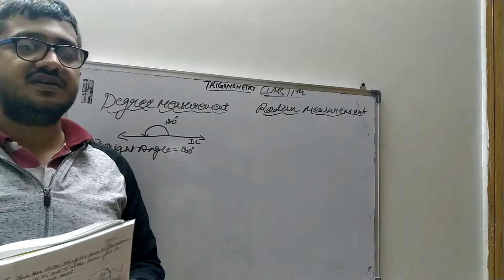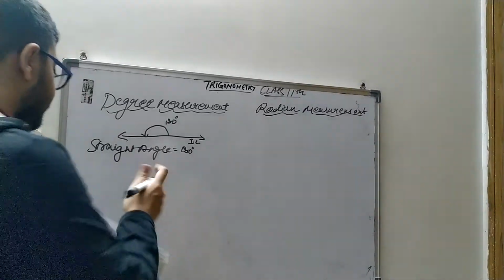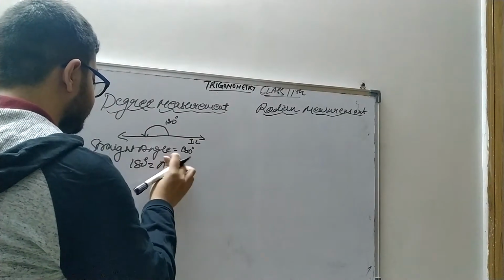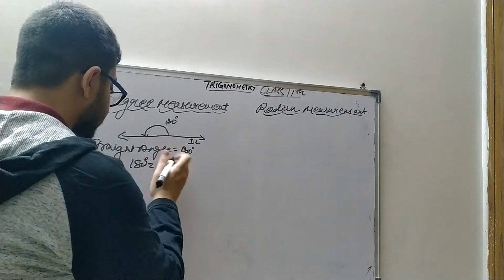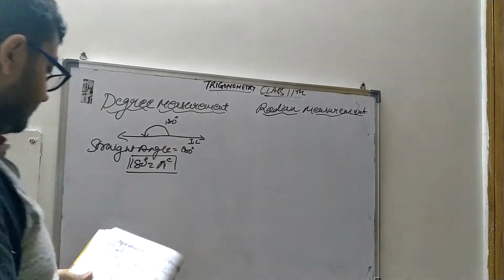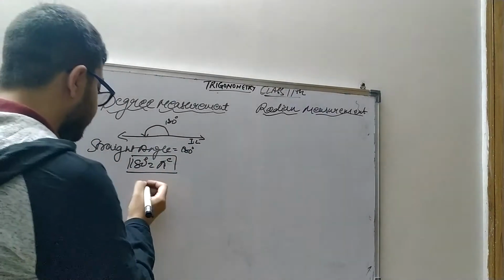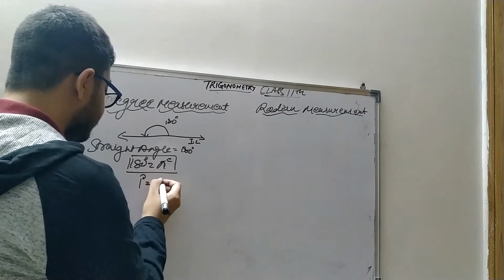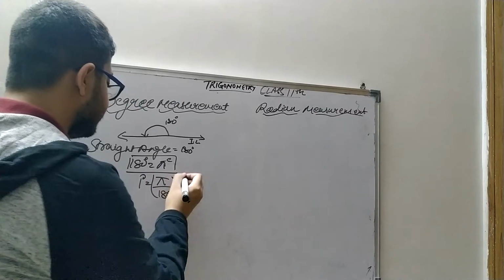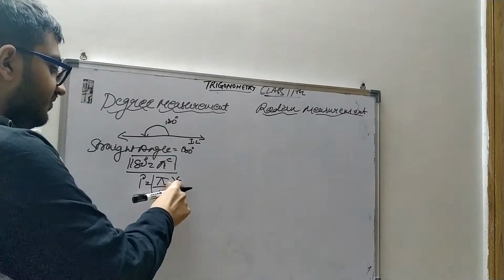And we used to study that 180 degrees is equal to pi radians. And 1 degree is equal to pi upon 180 radians.